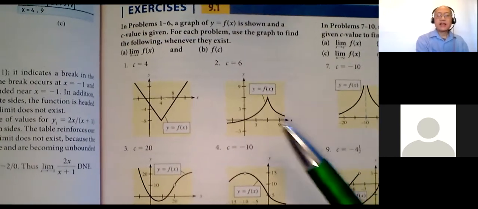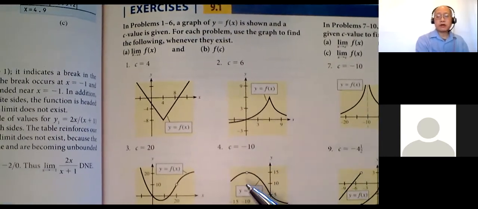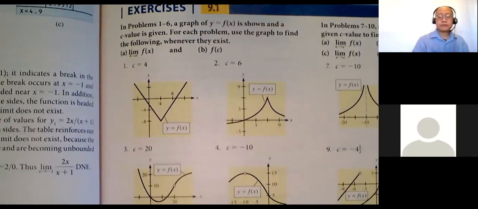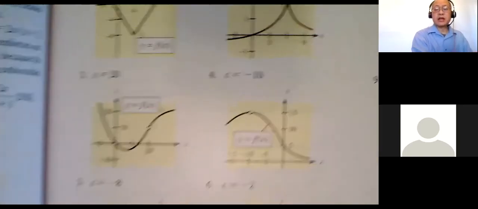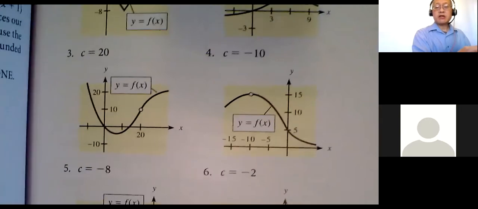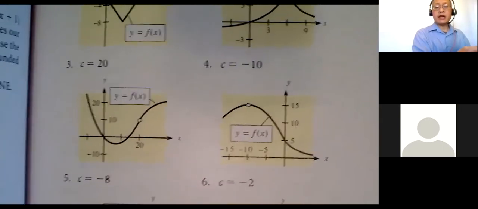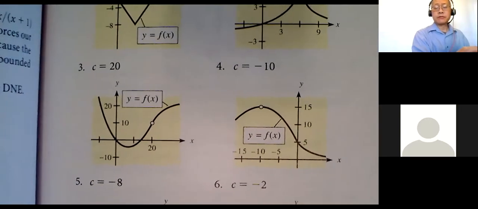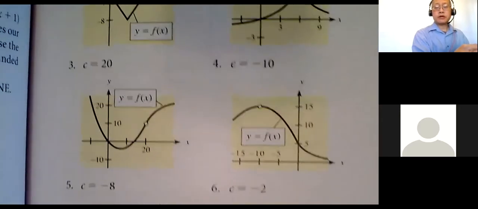It's not really that interesting. It gets more interesting when I look over here at the other ones. So let's look at number 4. C equals -10. Now take a look. They give you an open circle at -10, 15. See that open circle there?